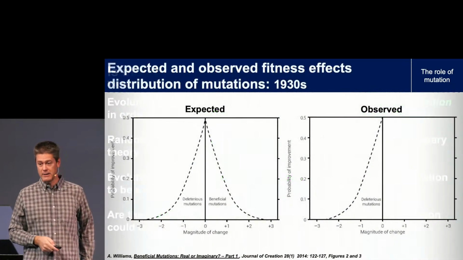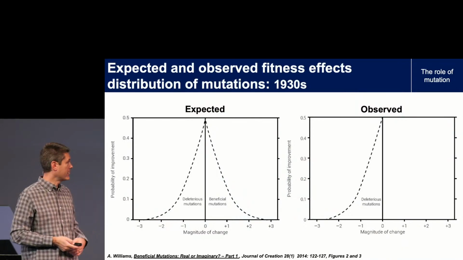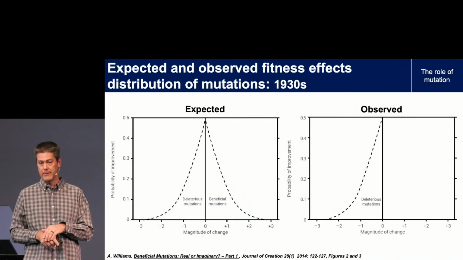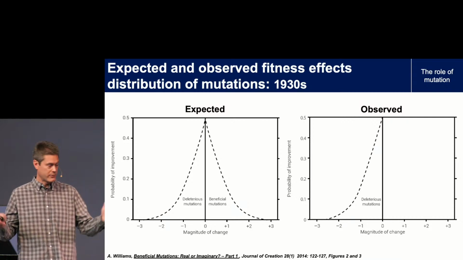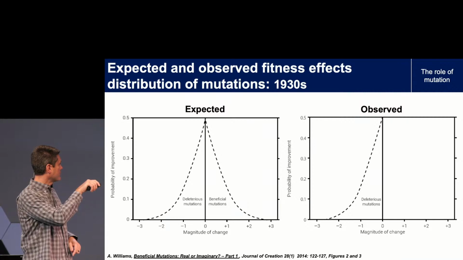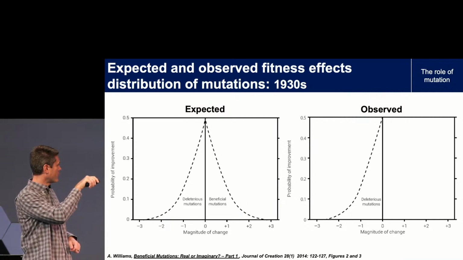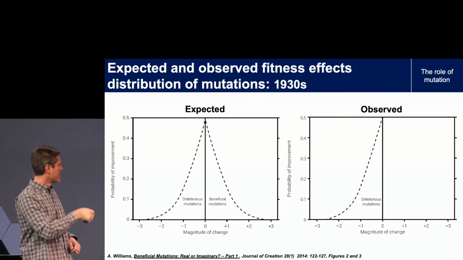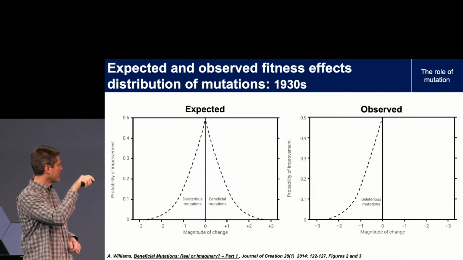And back in the 1930s, when Fisher and Haldane and Wright were doing the population dynamics and came up with the modern synthesis, neo-Darwinism, on the left is what they expected to be true of variations. So this is a magnitude of change, so not much change from the norm is in the middle and more change in the sides. They expected that there would be pretty much an even distribution between deleterious or harmful variations or mutations and those that are beneficial. This is what they expected.